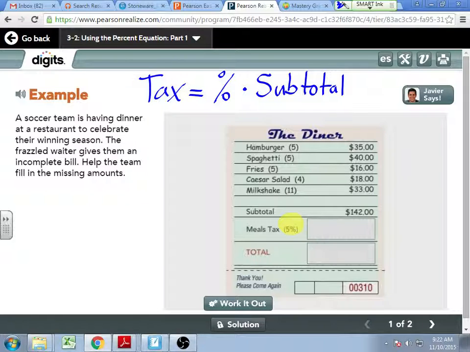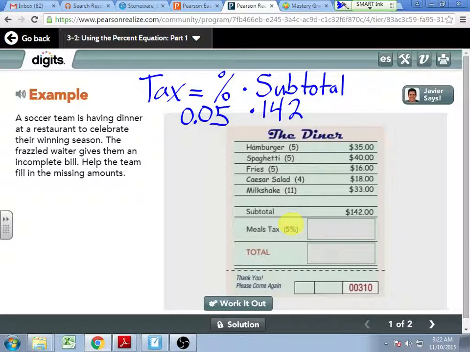So Divine, do you know what numbers I would use, and plug in where? Subtotal 142. Yeah, my subtotal is 142. Percent 5. Now can I just plug in 5? No, 0.05, because I have to convert that to its decimal form.